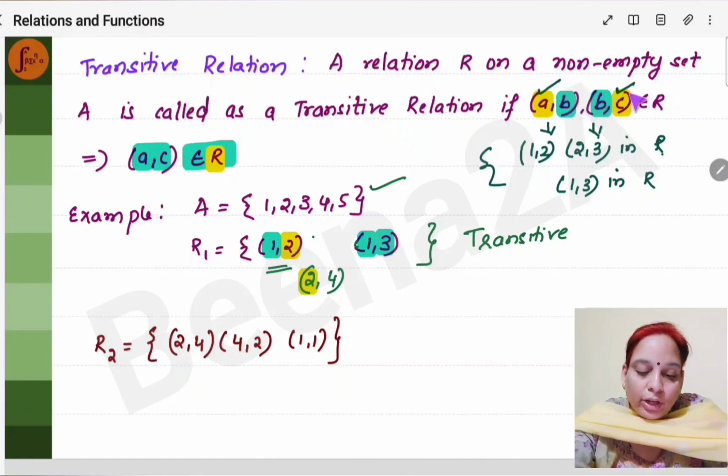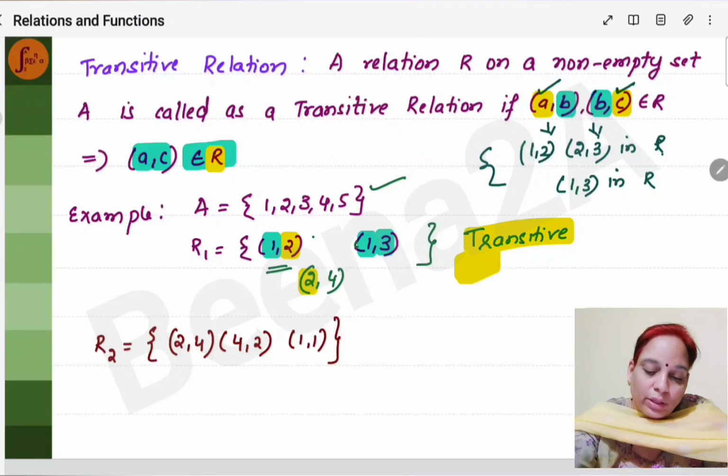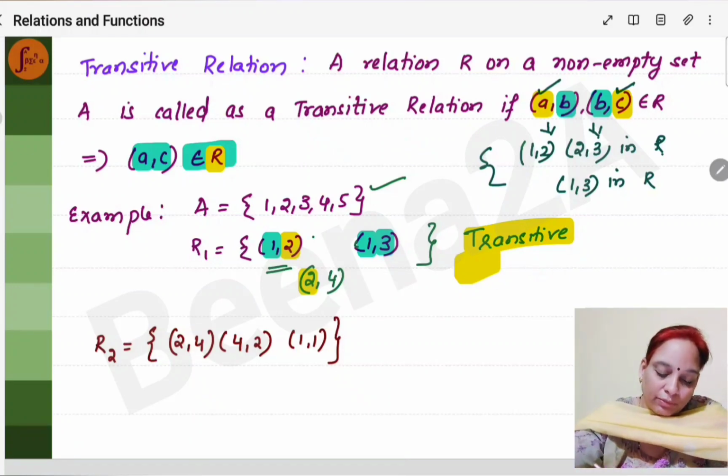So if you are not able to get this combination b comma c in the relation, then you can call it transitive. Because we cannot prove that it is not transitive. We cannot prove it, because unless this pair is there, you can't prove. But since the pair b comma c itself is not there, you can call this a transitive relation. So now this becomes transitive.